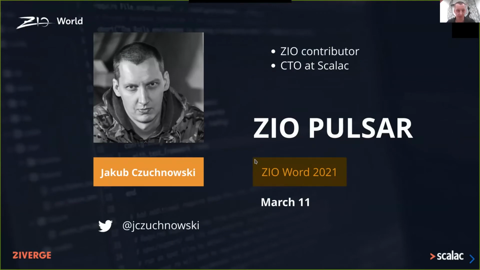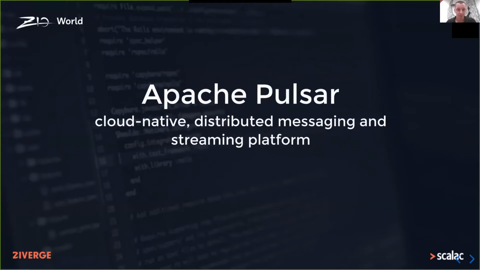Contributor and CTO at Scalac, and I want to tell you something about a new library that's coming to the ZIO ecosystem. It's called ZIO Pulsar. Apache Pulsar is a distributed messaging and streaming platform. That means it can cover both messaging and streaming scenarios, which would normally be handled separately by RabbitMQ and Kafka.